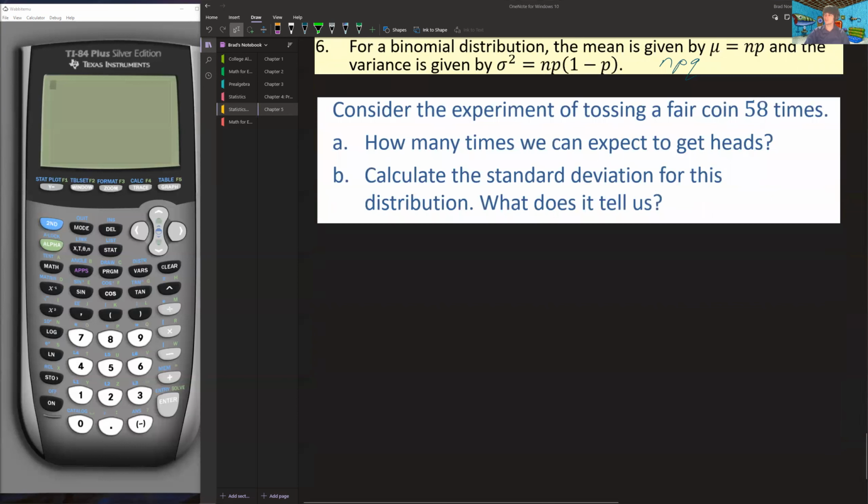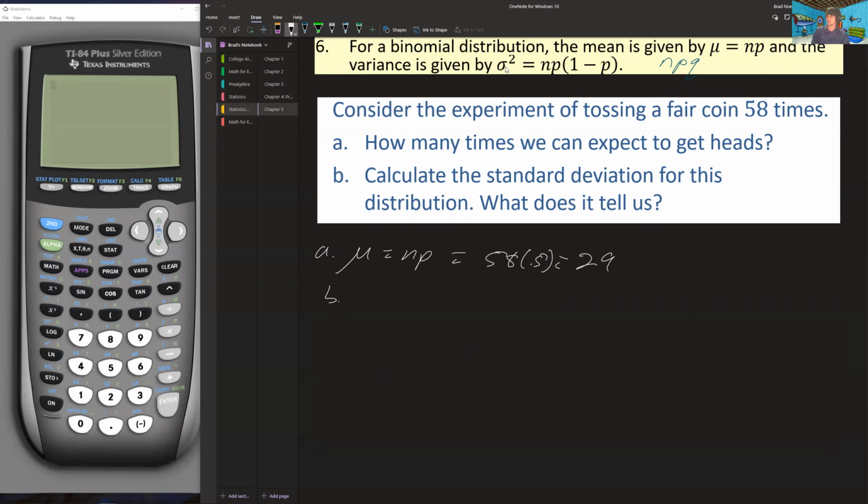So how many times can we expect to get heads? For this, we're going to make use of our mu equals NP, which is 58 times 0.5. So we get that there are 29 times that we can expect to get heads.